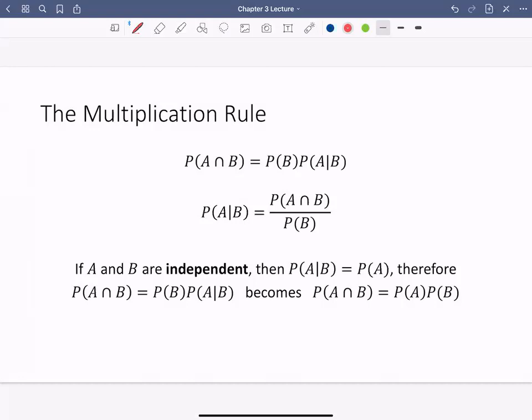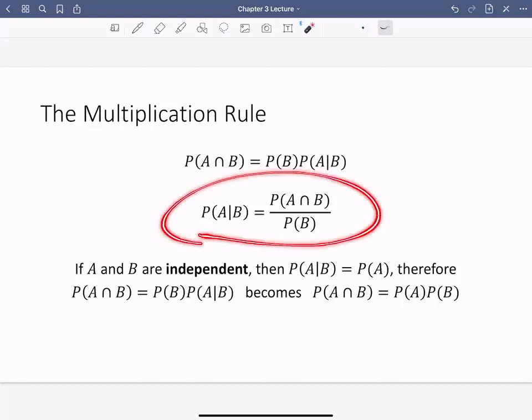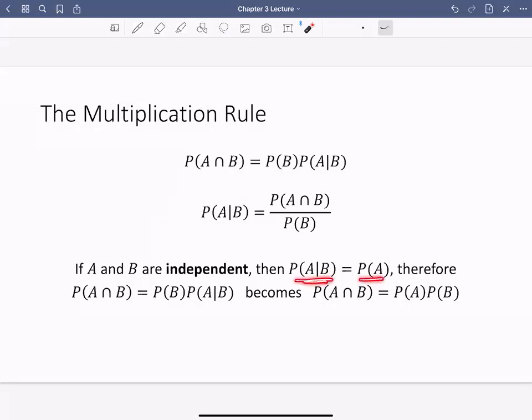We can say that's the probability of B times the probability of A given B. And remember, the probability of A given B is right here. A given B is the intersection divided by B, the probability of B. Okay? If A and B are independent, then the probability of A given B is just A.